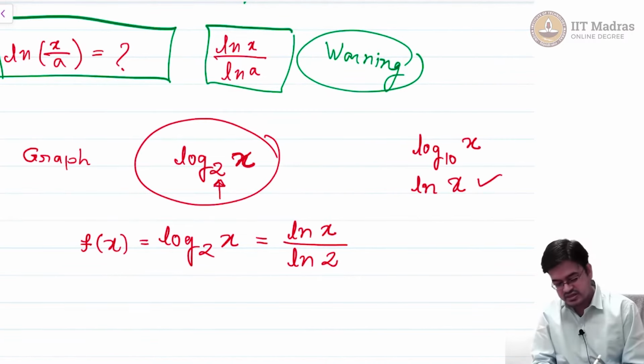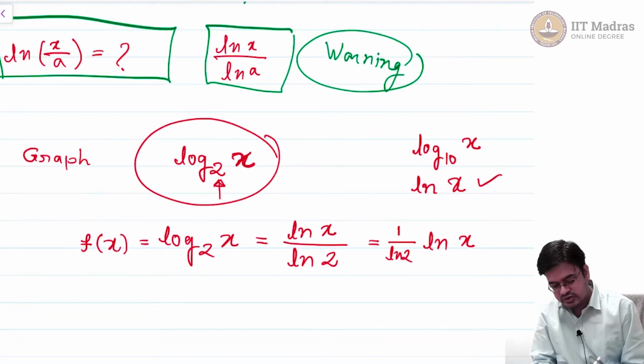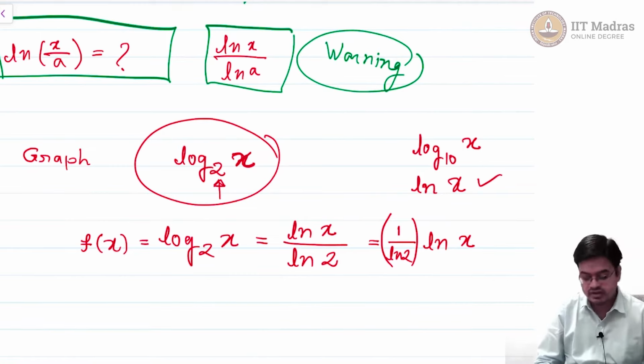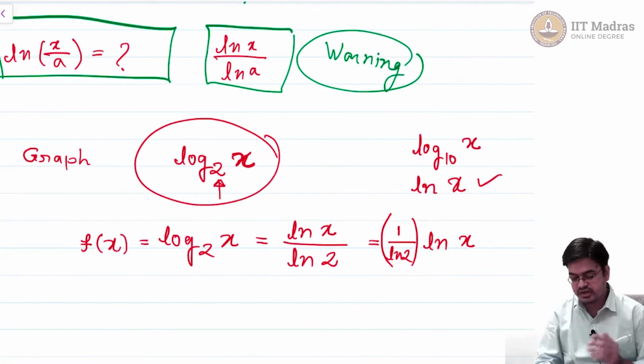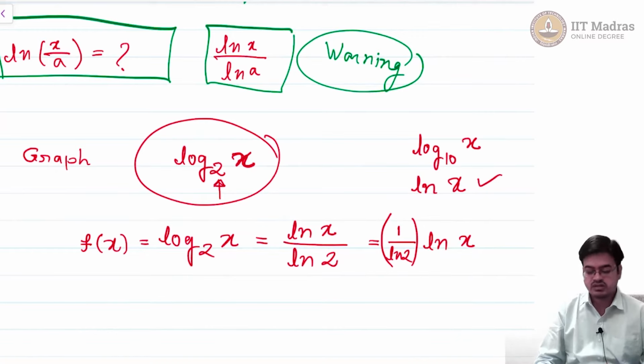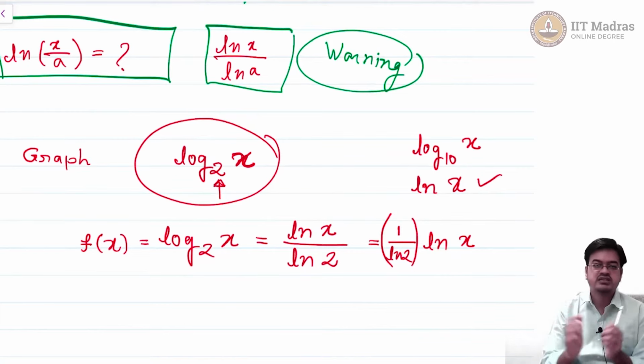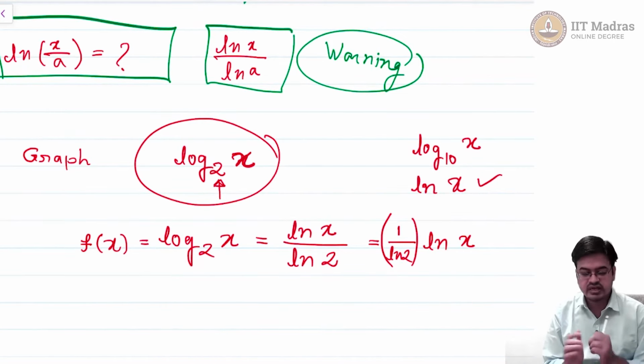That simply means I actually need to plot ln of x and scale it appropriately with a constant which is 1 by ln of 2. You can easily evaluate the value of 1 by ln of 2 using any calculator, and this is just multiplied with ln of x. So the graph will more or less have similar features of ln of x, only it is scaled appropriately. You can try your hand at plotting this graph. This is a clear-cut demonstration of the usability of the change of base formula.